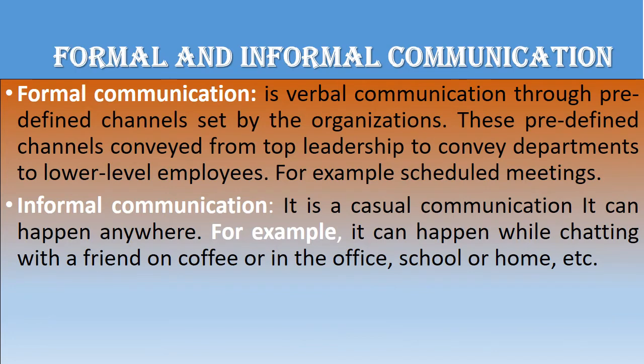Now we see what is formal and informal communication. Formal communication is verbal communication through predefined channels set by the organizations. These predefined channels convey information from top leadership to departments to lower level employees. For example, scheduled meetings, etc. Second is informal communication. It is casual communication. It can happen anywhere. For example, it can happen while chatting with a friend, over coffee, or in the office, school, or home, etc. It's very simple: in formal communication mein sab kuch predefined set hota hai aur informal communication, jo hum rozmarra ki zuban istemal karte hain ya guftugu karte hain, usko hum informal communication kahenge.